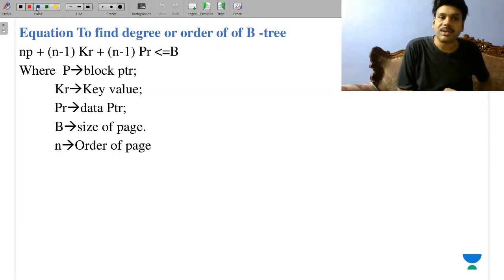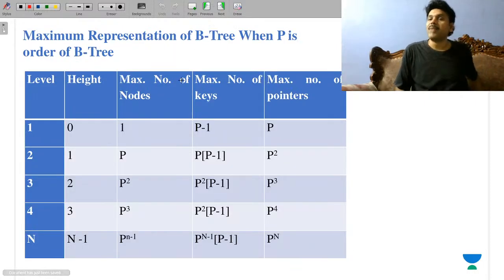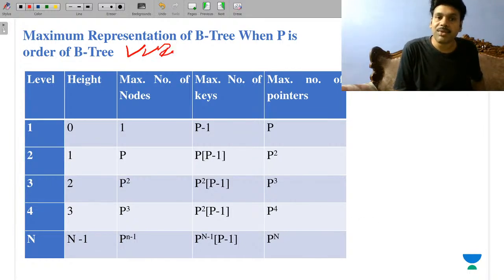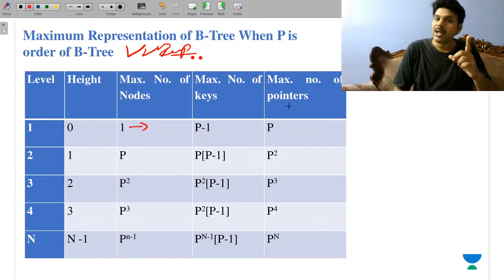So this is the equation. What is the equation? Number of block pointers and n minus 1 keys, n minus 1 record pointers, into block. This is your maximum filling. This is very, very important. What is that? Level 1, one node only I have. I can store p block pointers and you can have p minus 1 keys.